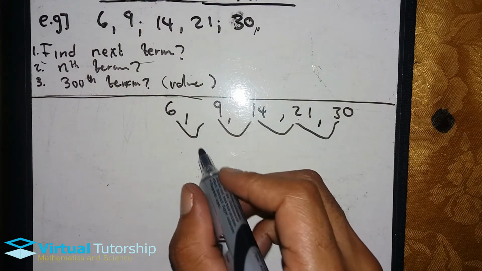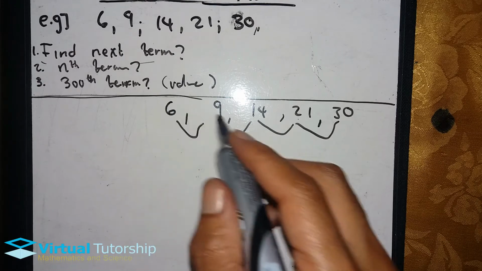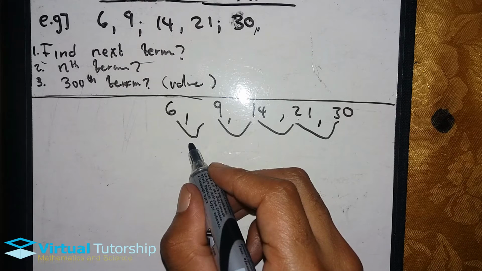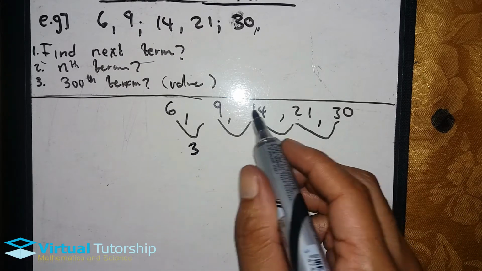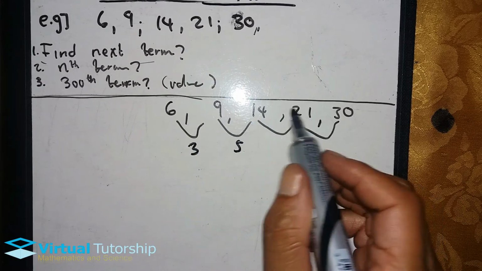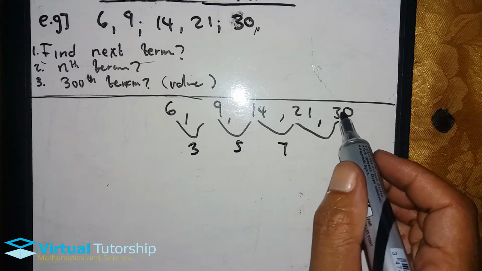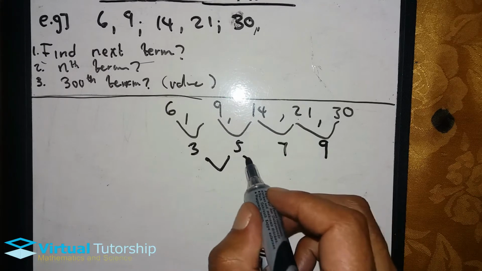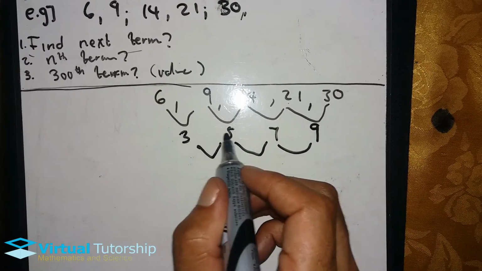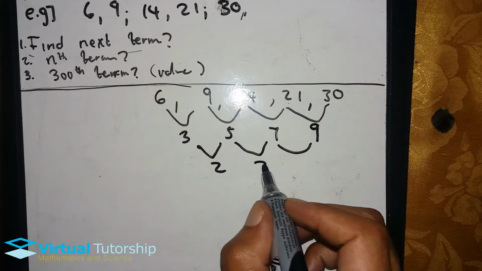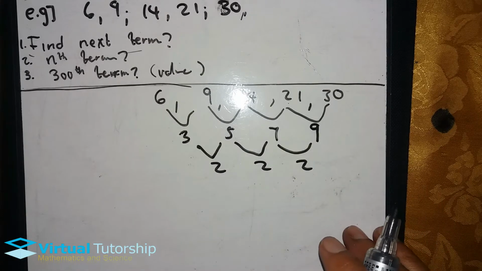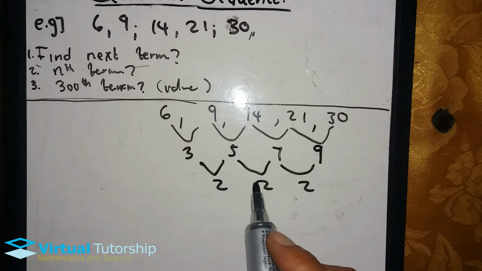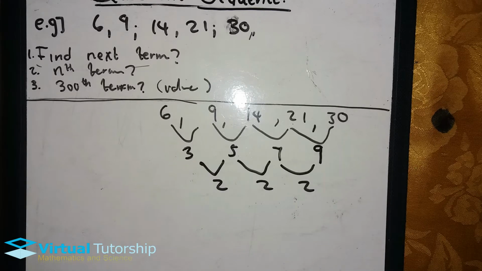So look, 9 minus 6 I get 3, this minus this is 5, this minus this is 7, this minus this is 9. So this one I subtract again and get 2, 2, 2. So it is a quadratic sequence because we have a second common difference.